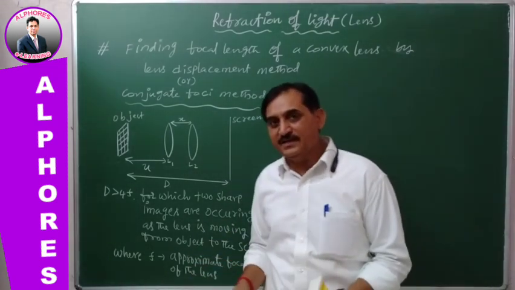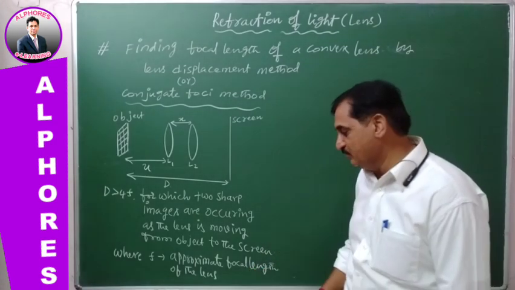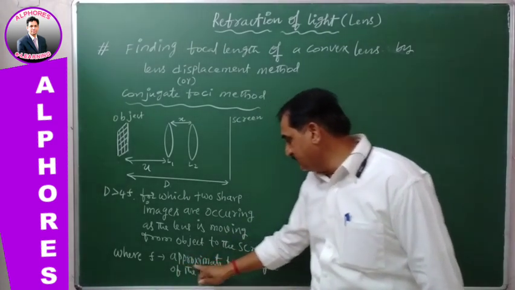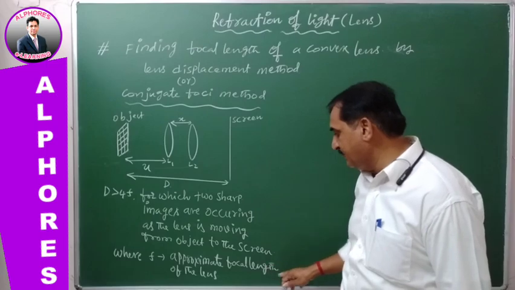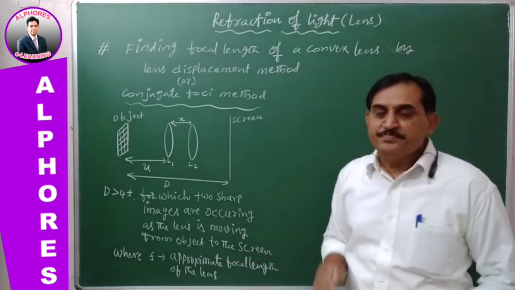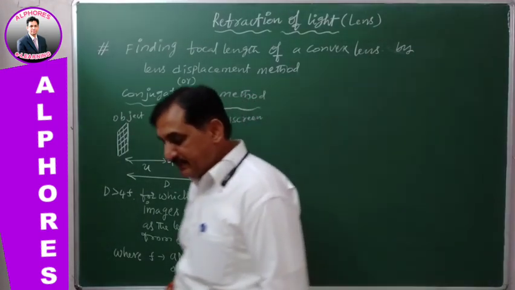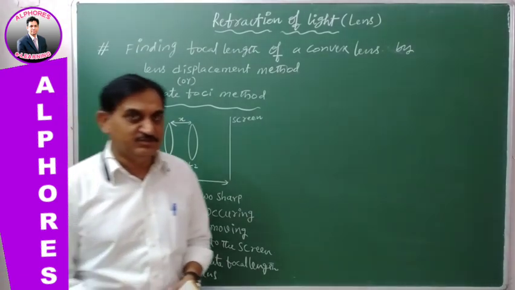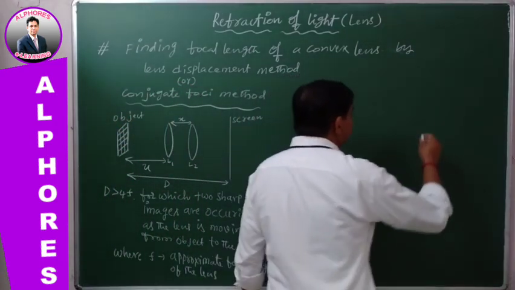It is roughly calculated, which is an approximate value. So here we get the approximate focal length of the lens. Okay. Now the second method is the UV method. What is the UV method?